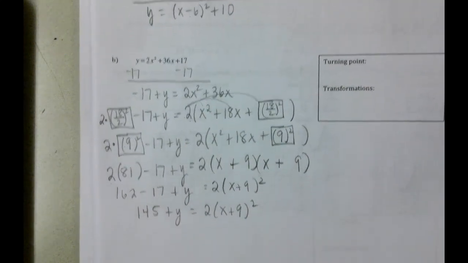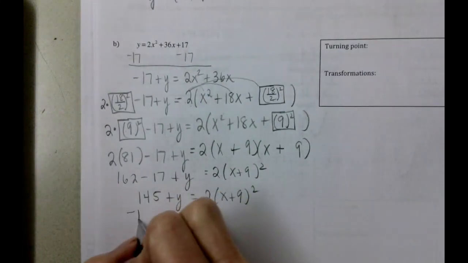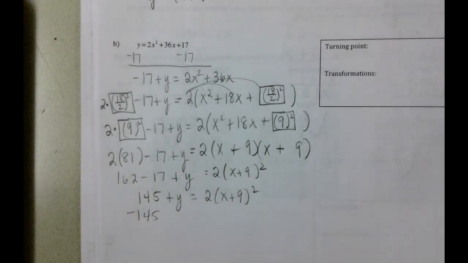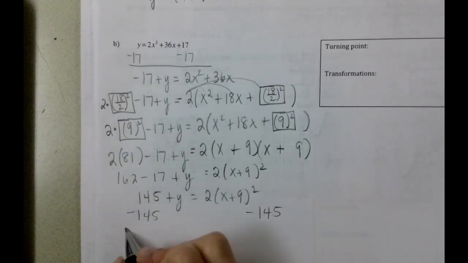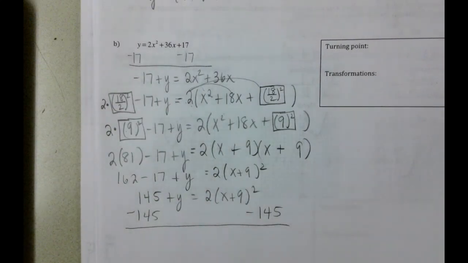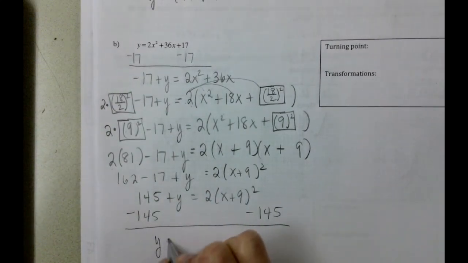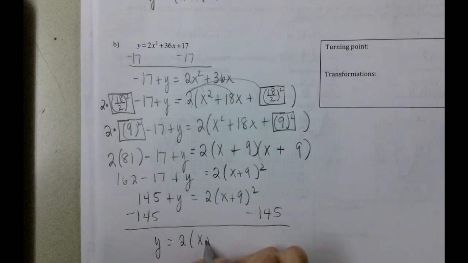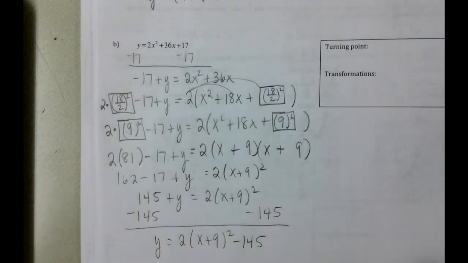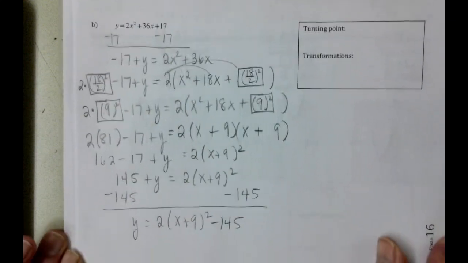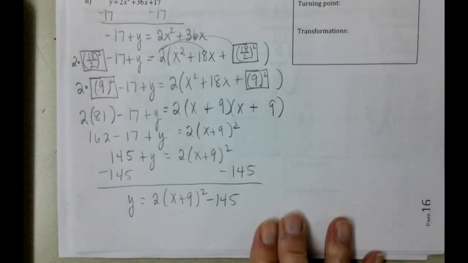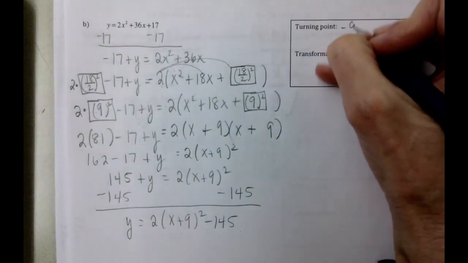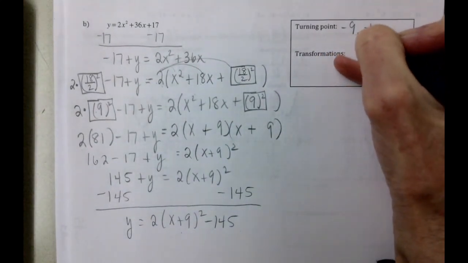And then lastly, we're going to move the 145. We're going to subtract the 145 because we're solving for y. We're writing this in vertex form. We went from standard to vertex form, by the way. And it's 2 times x plus 9 squared minus 145. Our turning point. Change the sign, keep the sign. Negative 9, negative 145.